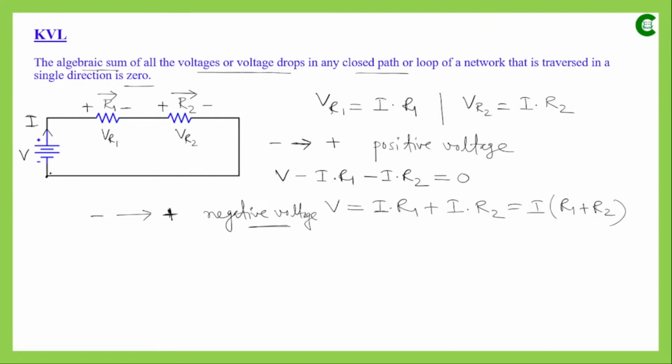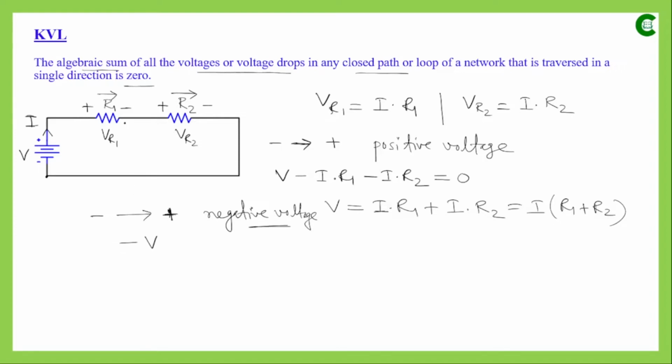Again, in the same circuit, if we start traversing from this point along the direction of the current, then the first component is the voltage source. The value is V, and we are traversing from the negative terminal to the positive terminal. And this time we have assumed that when traversing from negative to positive terminal, that voltage value will be considered as negative voltage. So this time the V will be taken as minus V.